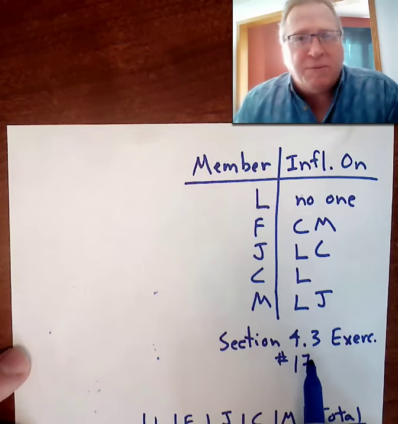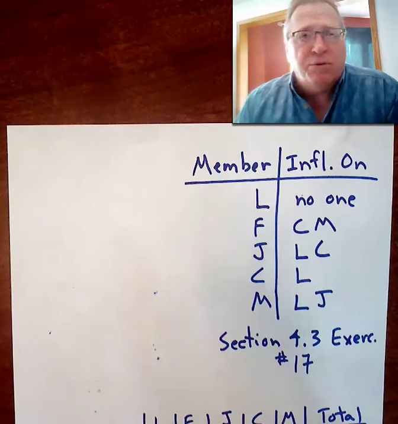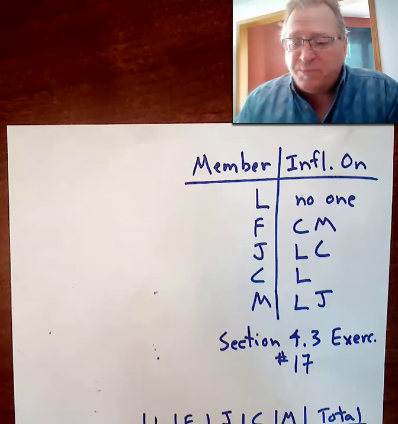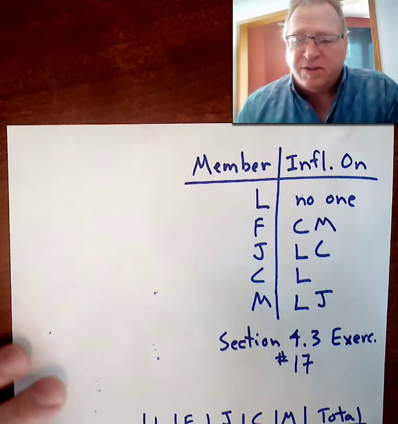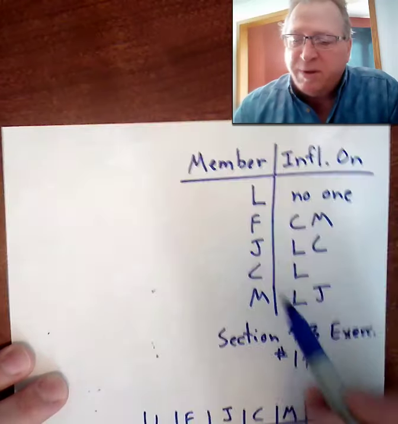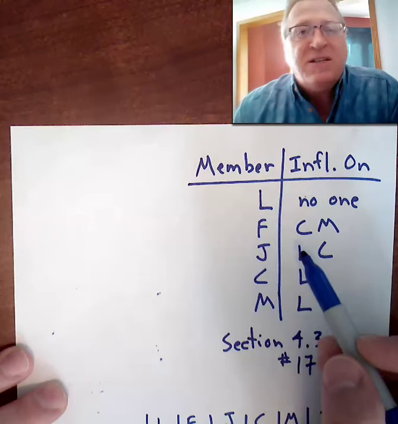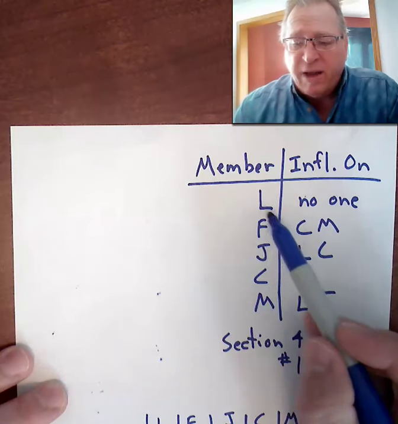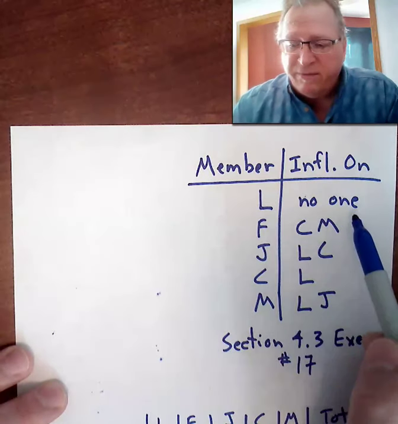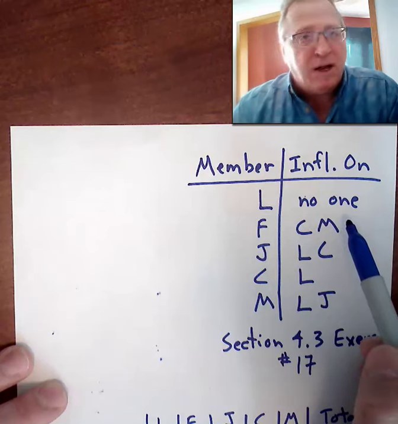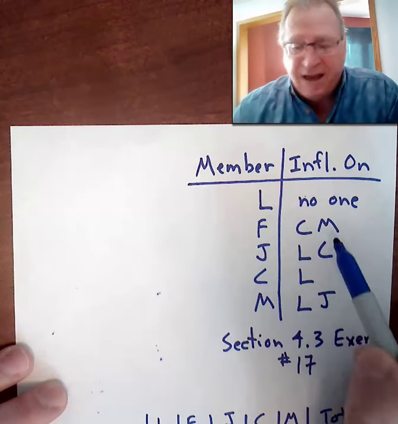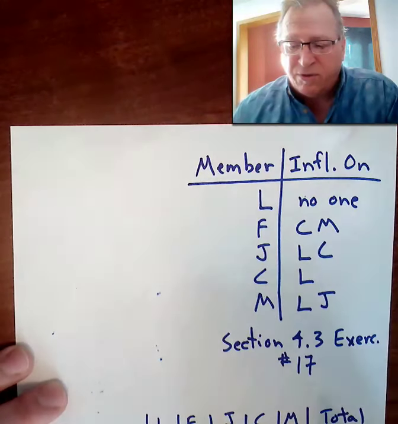In all of these problems, you deal with a person or a group's influence or dominance over another person or group of people. In this problem, we were given a table of members and their influence on others. I've repeated that information here, but to save some writing, I simply use the first letter of their name rather than their entire name. So we have member L, who, poor member L, has influence on no one. F has influence on C and M, J on L and C, so on and so forth.